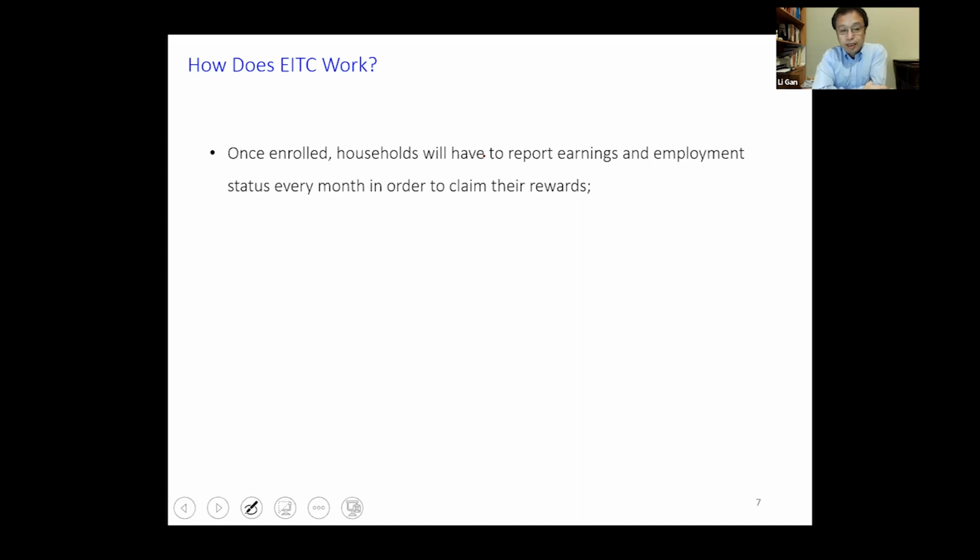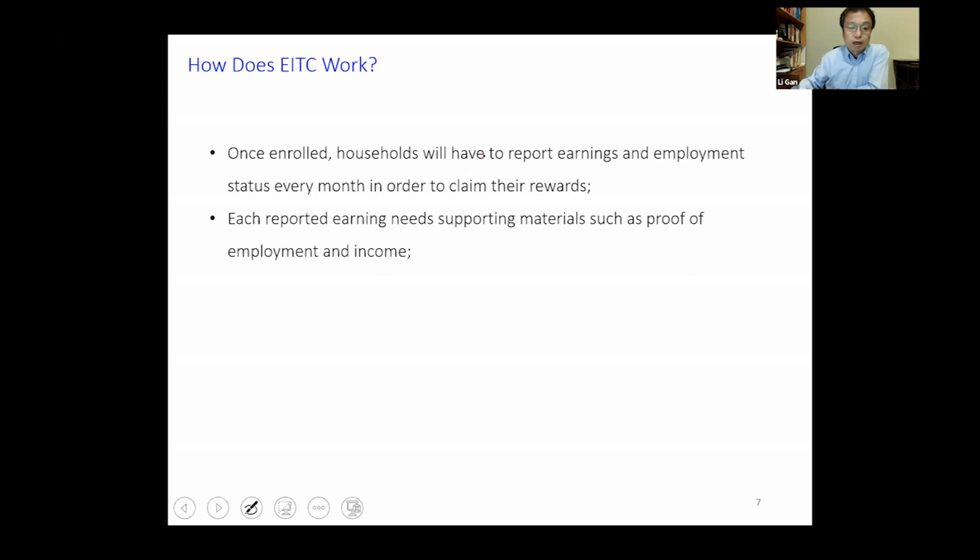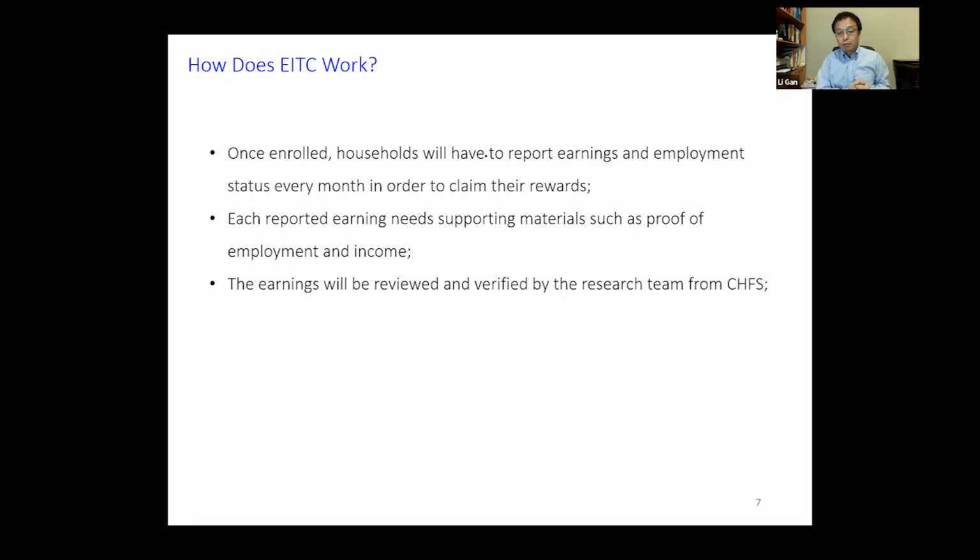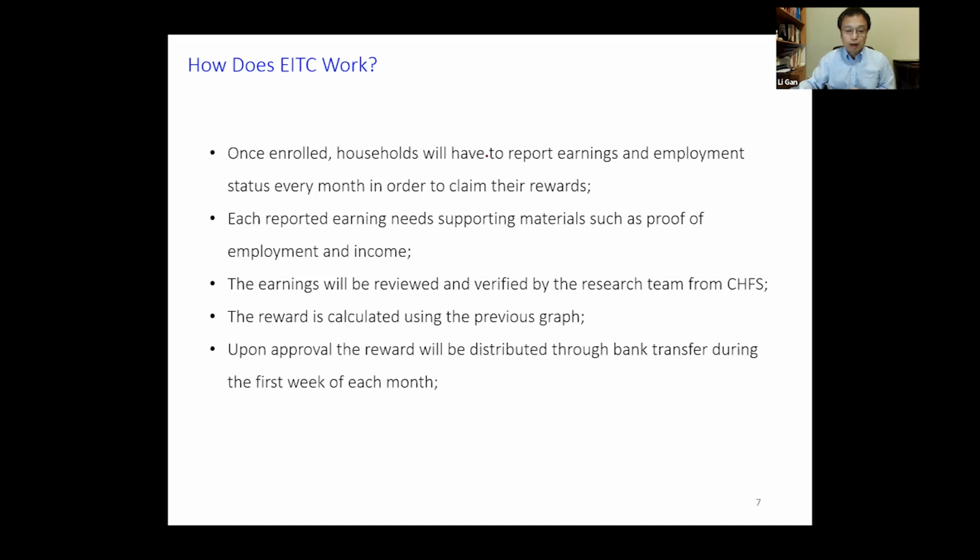So the EITC works like this: once enrolled, households have to report earnings and employment status every month in order to claim their rewards. They need to provide supporting materials to prove employment income. The earnings are reviewed and verified by a research team from the China Household Finance Survey at Southwestern University of Finance and Economics in Chengdu. So there is a special team doing this. The reward is calculated roughly based on the previous graph, and upon approval, the cash transfer is deposited into the household's bank account during the first week of each month.